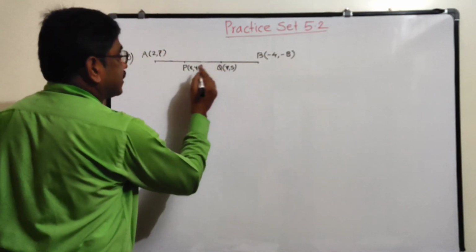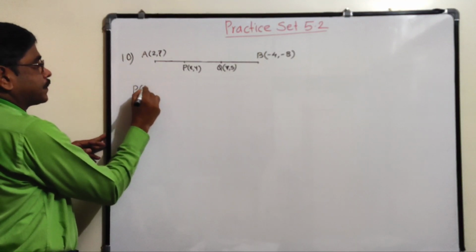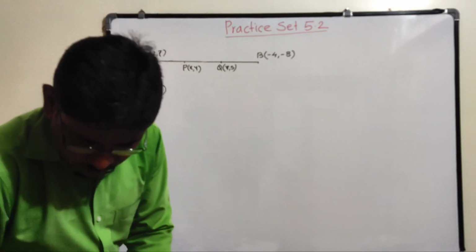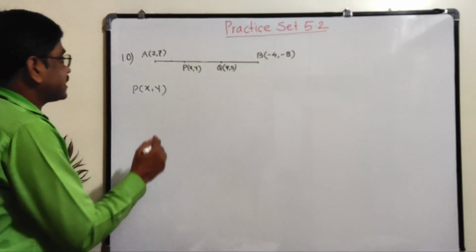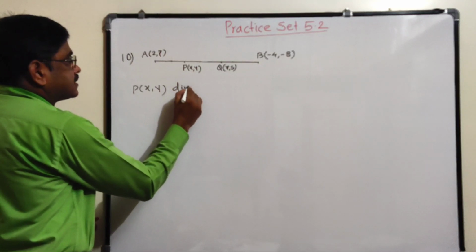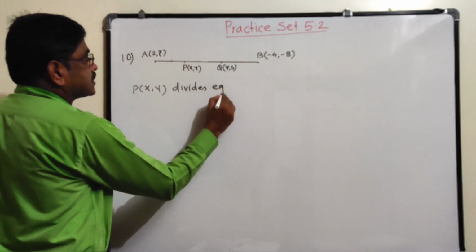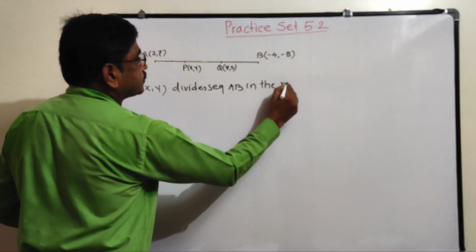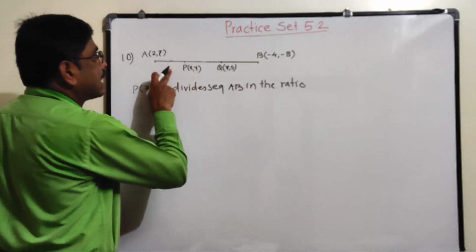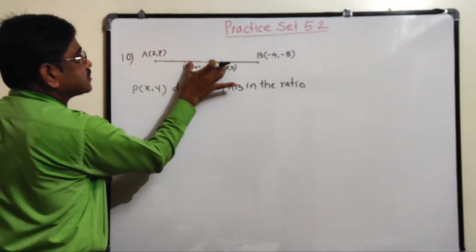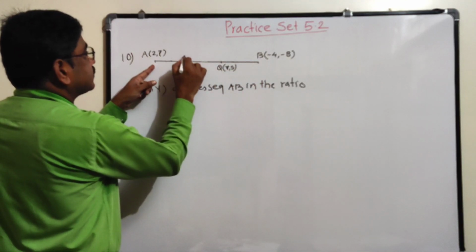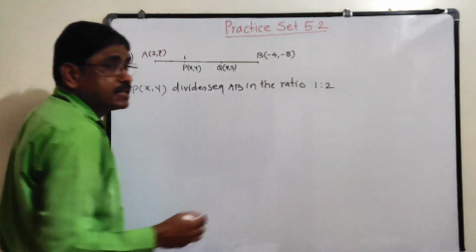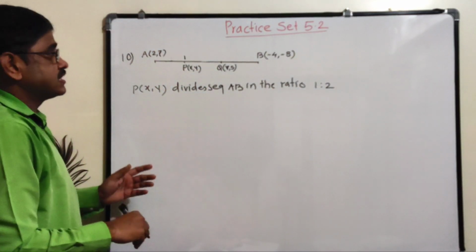So from that figure, this P (x, y) divides segment AB in the ratio what? 1:2, because this is one part, 2 part, 3 part. So this is one part and these are 2 parts. So 1:2. The ratio is 1:2. So remember this whenever trisection is there.